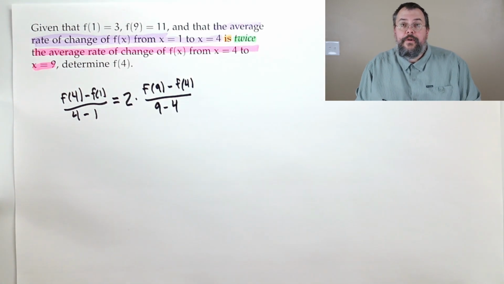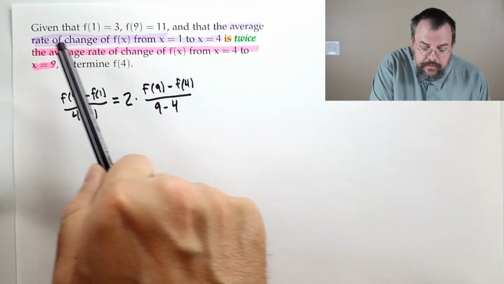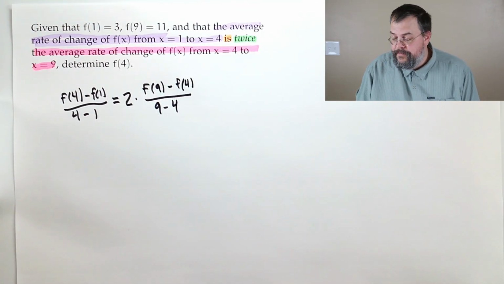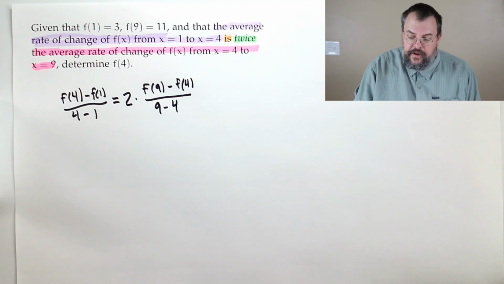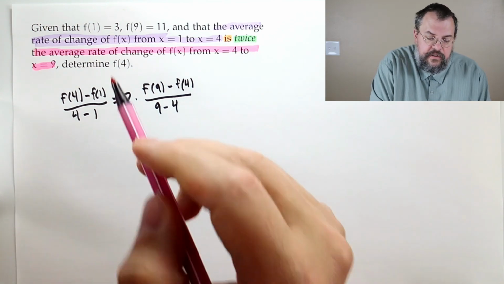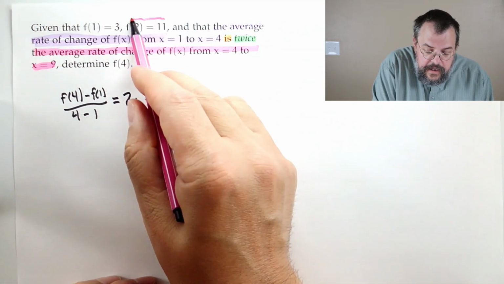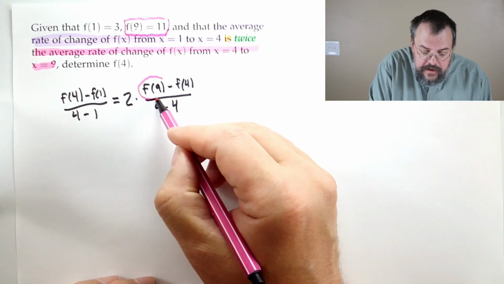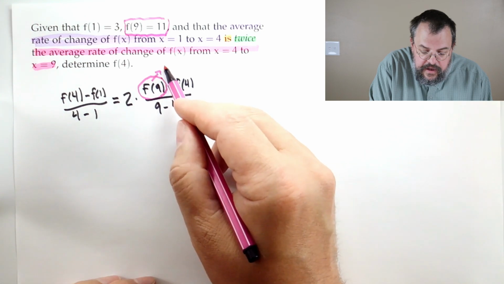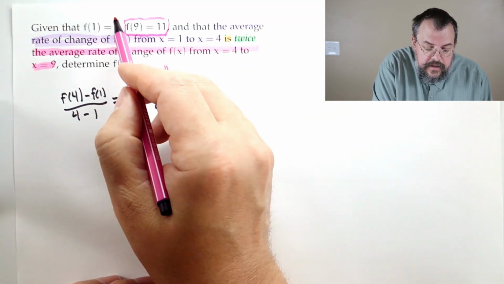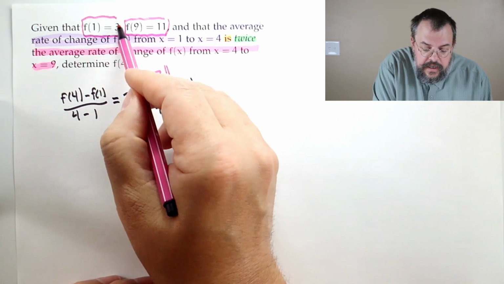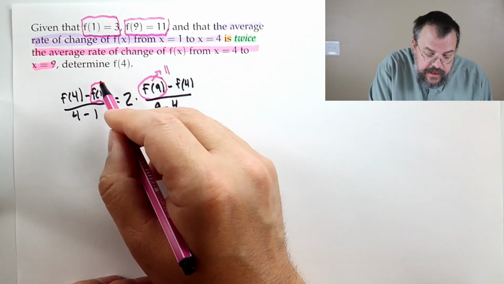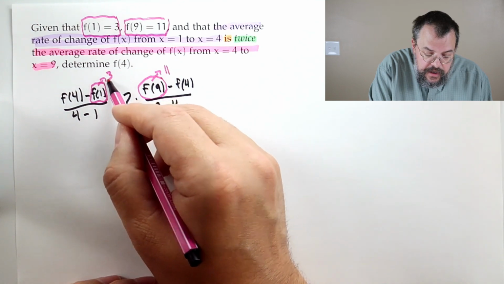Good. So what have we done? We've translated this long statement into a nice mathematical formula. Now there's other things that we can do. Notice that we haven't used all our facts. So for instance, f of 9 equals 11. Well, that says I can come down here and I can make this an 11. And f of 1 equals 3, which means I can come down here and I can make this a 3.